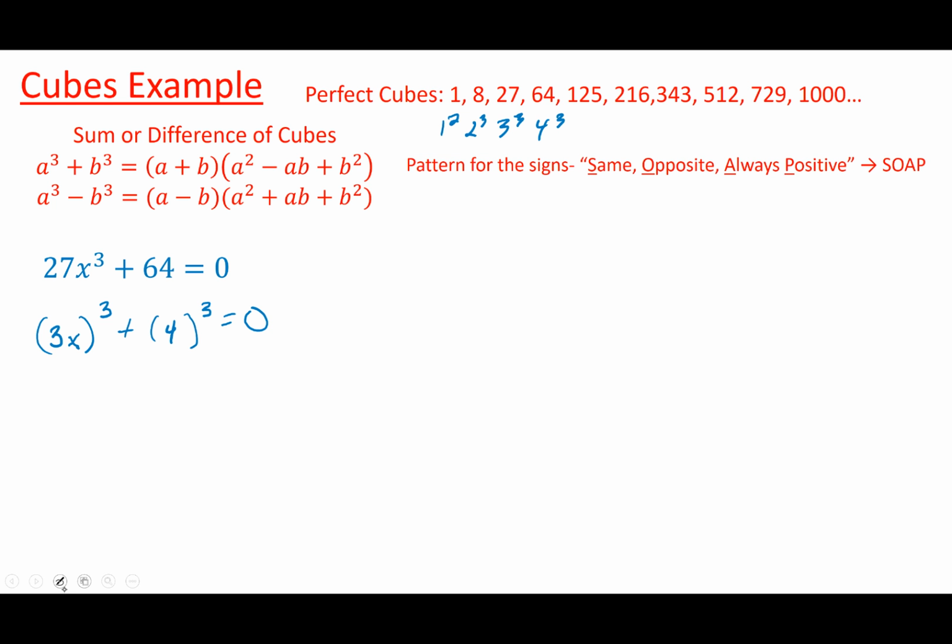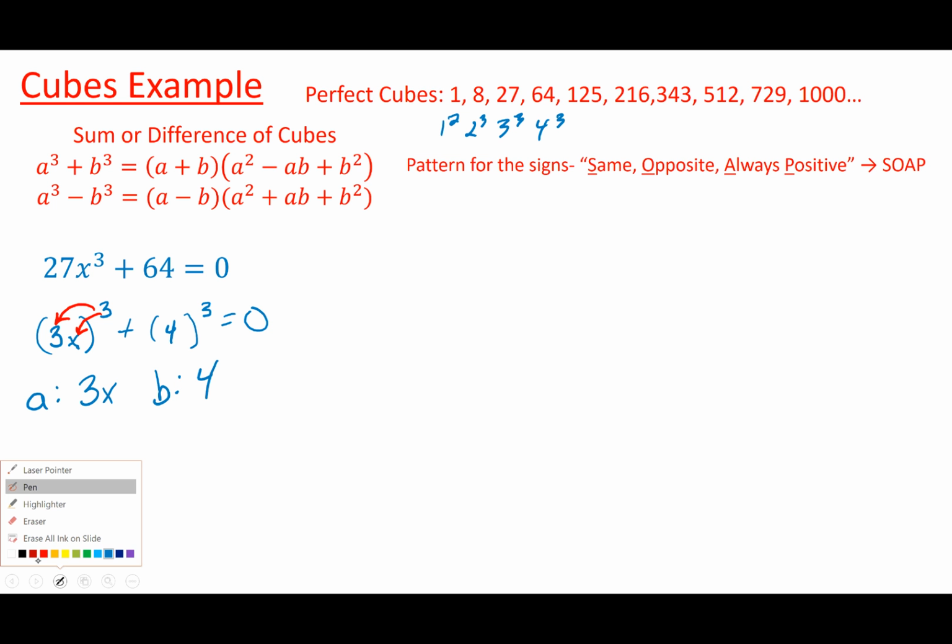Remember our properties of exponents: when we are multiplying, that exponent is attached to each piece of my product. So 3 cubed gets me the 27. X cubed is the x cubed that I want. So therefore, I know now that A is going to be what? What's A? 3x. What's B? 4. All right, so we have a sum of cubes.